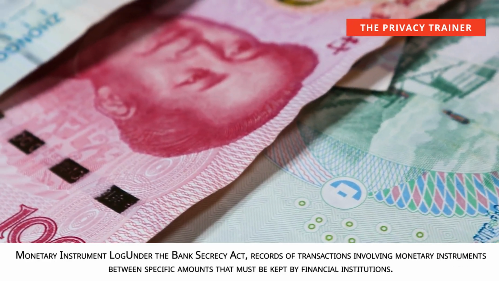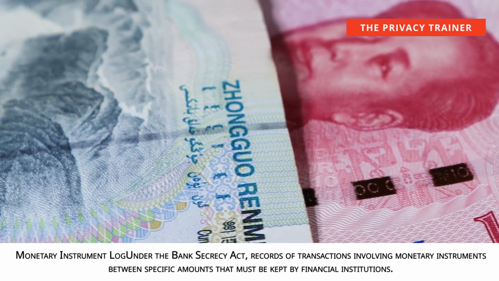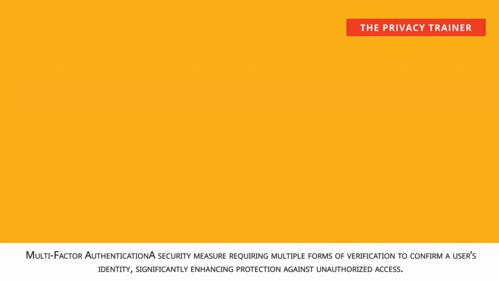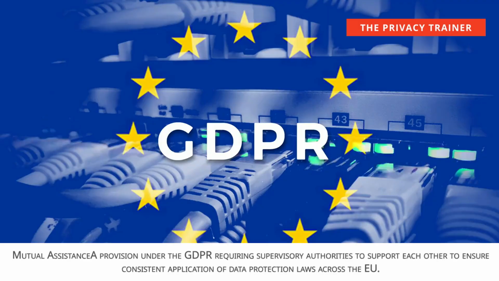Monetary instrument log, under the Bank Secrecy Act, records of transactions involving monetary instruments between specific amounts that must be kept by financial institutions. Multi-factor authentication, a security measure requiring multiple forms of verification to confirm a user's identity, significantly enhancing protection against unauthorized access. Mutual assistance, a provision under the GDPR requiring supervisory authorities to support each other to ensure consistent application of data protection laws across the EU.